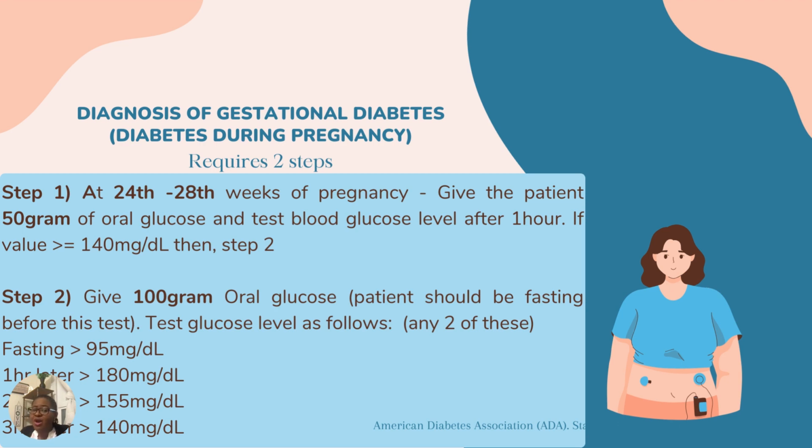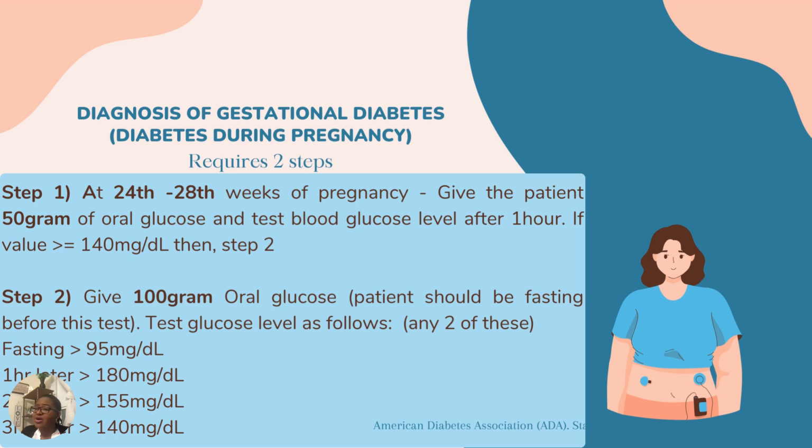Or if 2 hours later her blood glucose level is greater than 155 milligram per deciliter, that means we've done her fasting blood glucose, it was greater than 95 milligram per deciliter. And then 2 hours later, after we gave her 100 gram of oral glucose, if her blood glucose level is greater than 155 milligram per deciliter, then she can be diagnosed with gestational diabetes.